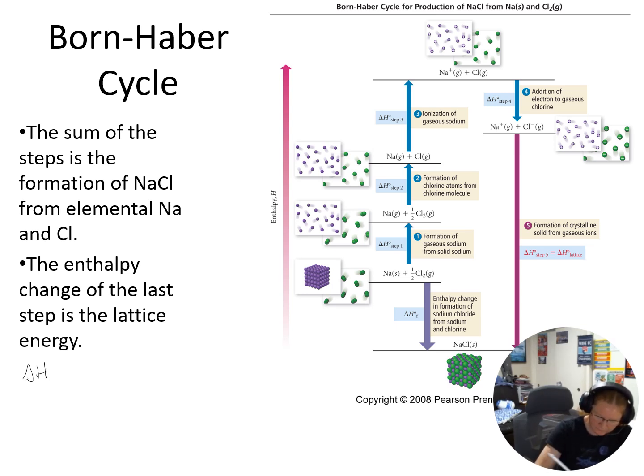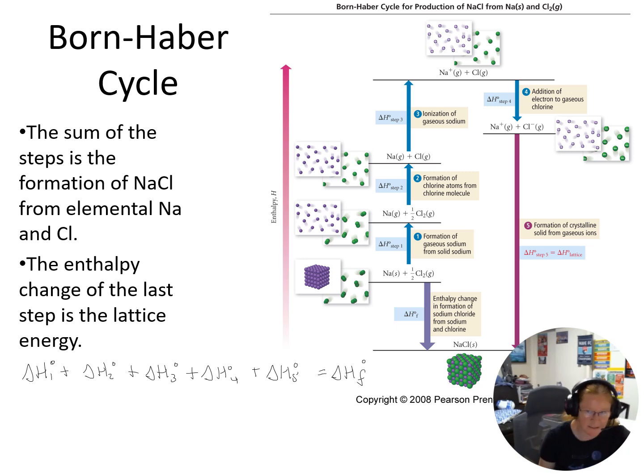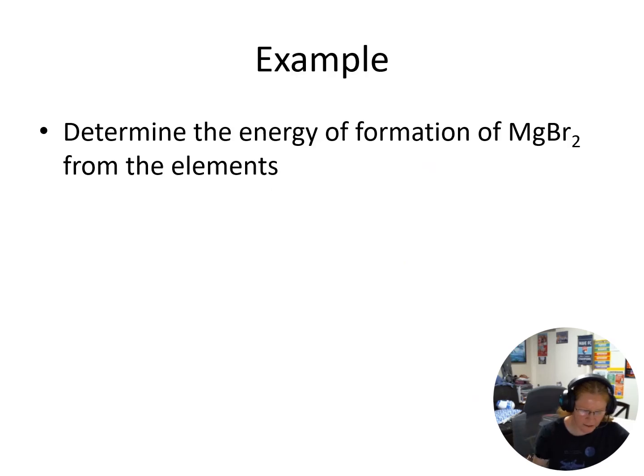Okay, again, I've got my step 1 plus my step 2 plus my step 3 plus my step 4 plus my step 5 gives me my delta H of formation. Okay, and usually, again, that last step is the lattice energy. Okay, so notice here, delta H of the last step is delta H of the lattice energy. Okay? All right, so let's take a look at magnesium bromide.